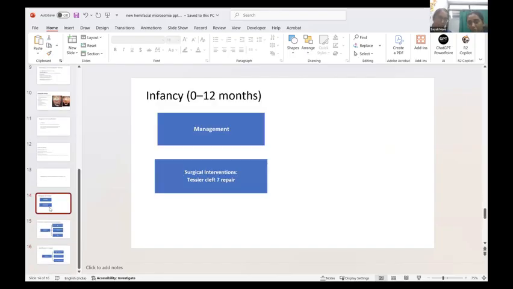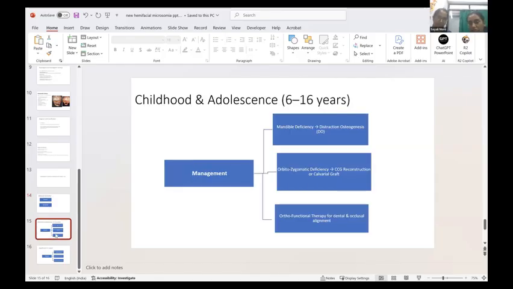Management of hemifacial microsomia with Tessier cleft 7. In the infancy period, that is 0 to 12 months, the soft tissue management has to be done, so Tessier cleft 7 has to be repaired. At the age of 6 to 16 years, in childhood and adolescence, the management is distraction osteogenesis for mandibular deficiency, costochondral reconstruction or calvarial graft for orbitozygomatic deficiency, and orthofunctional therapy for dental and occlusal alignment.